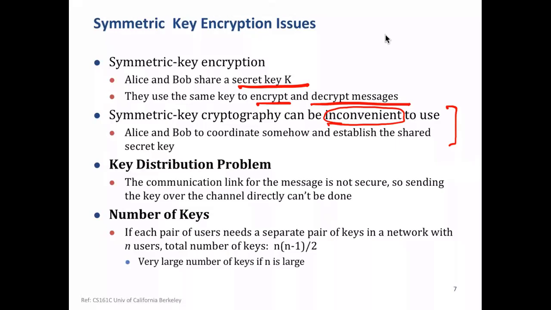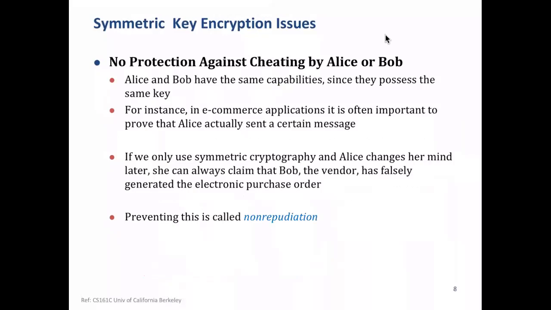So if there are n users, then we need order n square keys, right? N into n minus 1 by 2 number of keys. And if n is large, this is a very large number. Okay. So there's a first problem.